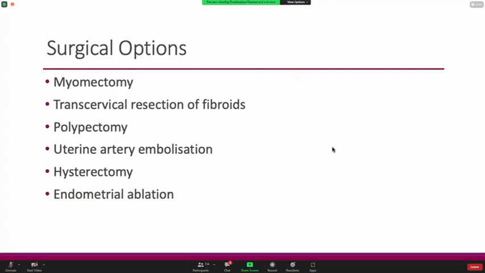Then we have surgical options. If it is fibroids, we can remove them, especially by myomectomy. We can now, without even cutting the womb, put a camera inside the womb and take fibroids out transcervically. So it's called transcervical resection of fibroid, or TCRF. We can do polypectomy. We can do uterine artery embolization. We can do hysterectomy. We can do endometrial ablation, right?